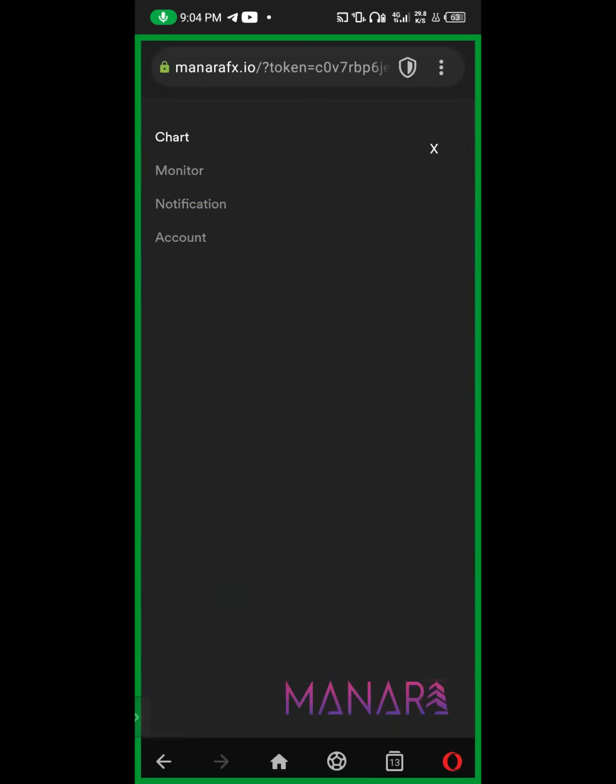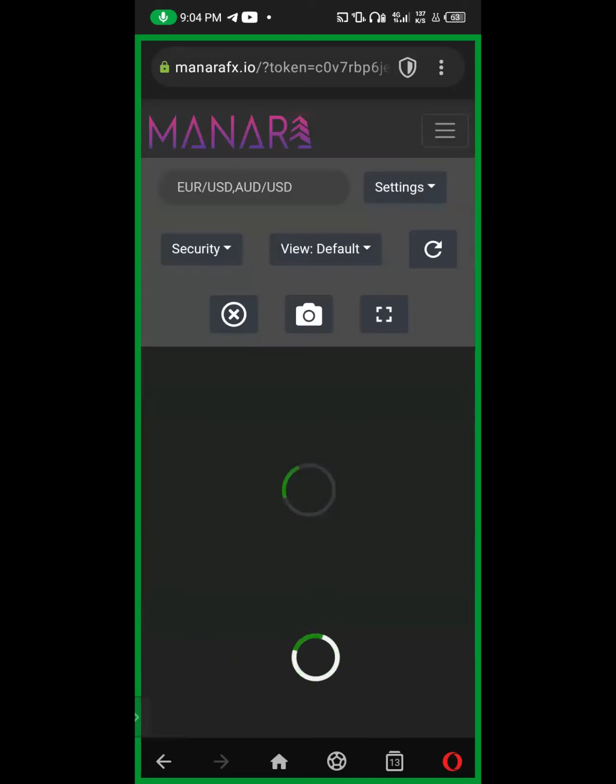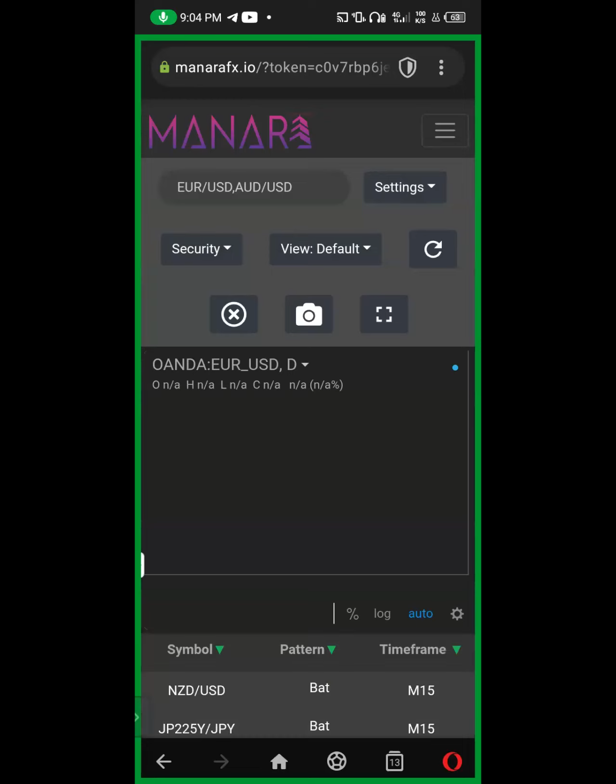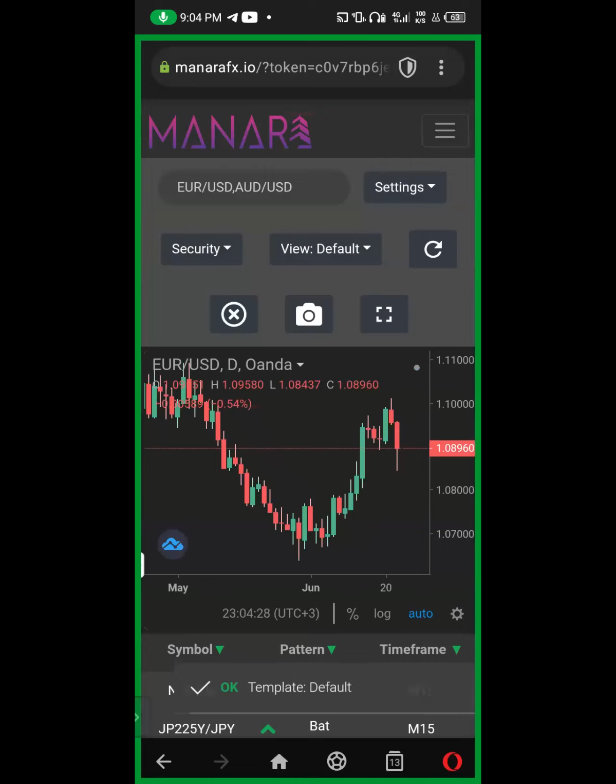So let's go to the next one, monitor. Now, when you get to this monitor, what is the first thing you want to do? First of all, what is a monitor? Unlike the chart system, you have to input the pair you want, the time frame, and all those things, and then you search. You give a command to Manara to search a setup for you, right? But for the monitor, it means Manara on its own will start monitoring the market for you. And anytime it sees a setup that befits the settings you already put in it, what happens?